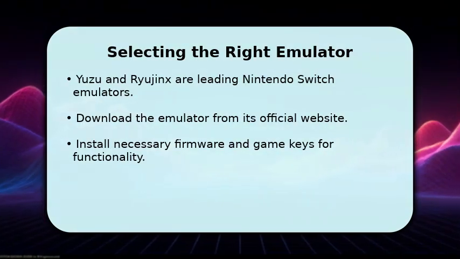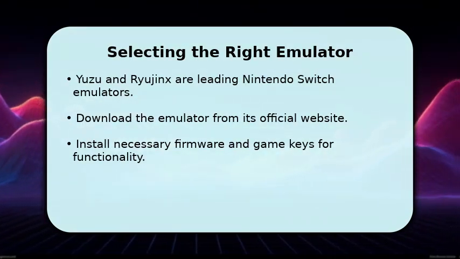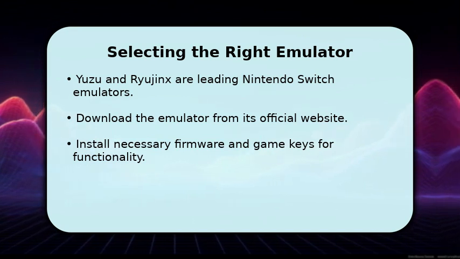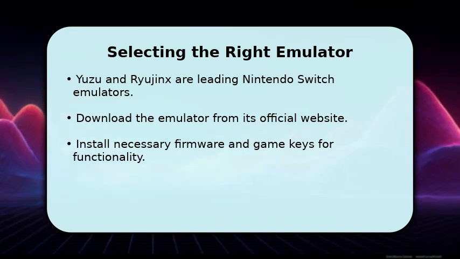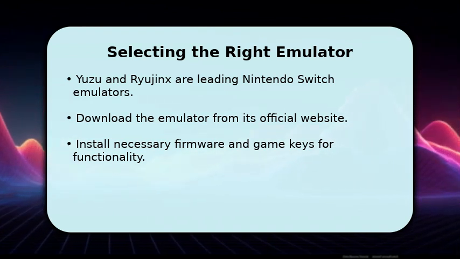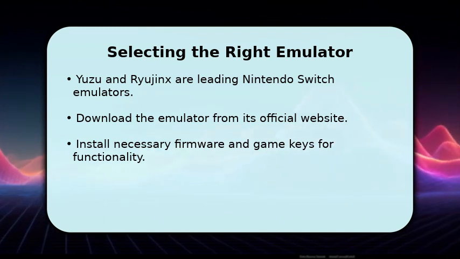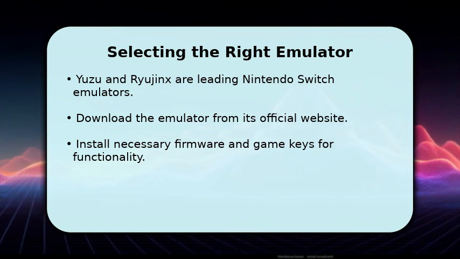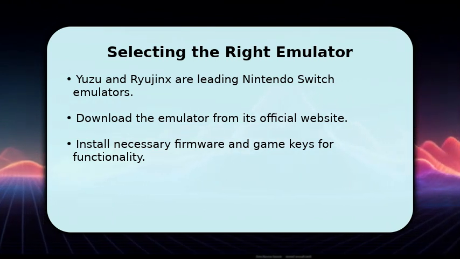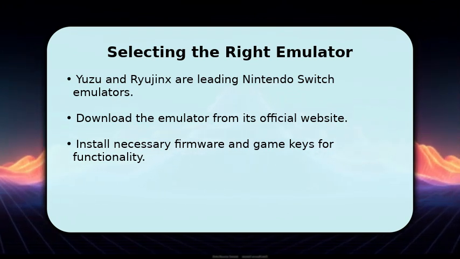Next, you'll need to choose an emulator. Yuzu and Ryujinx are currently the most popular and reliable options for Nintendo Switch games. Always download these emulators directly from their official websites to avoid security risks. After installation, you'll also need to acquire and install the console's firmware and decryption keys. These components are crucial for the emulator to properly run games.